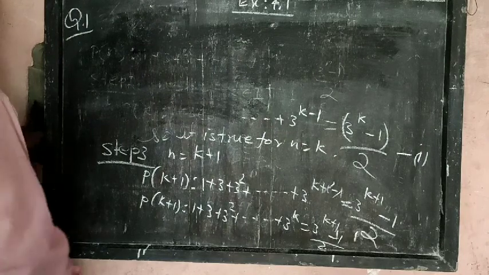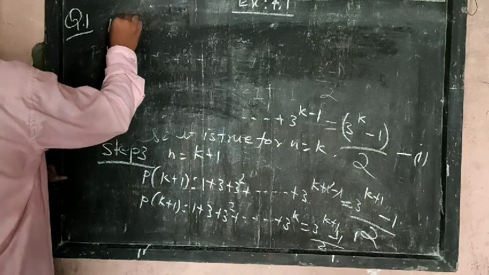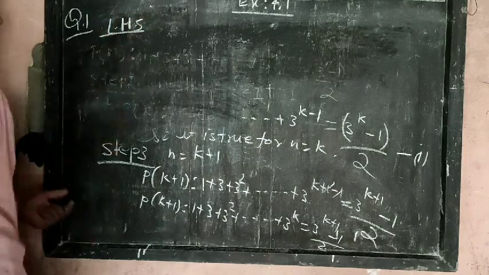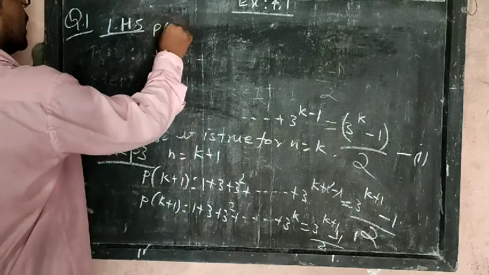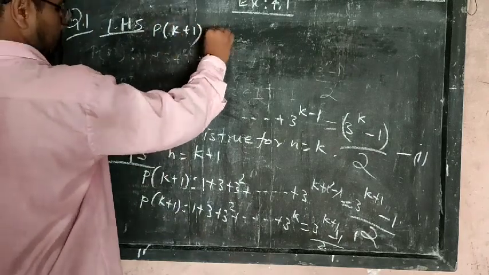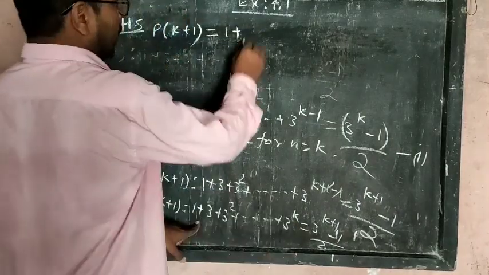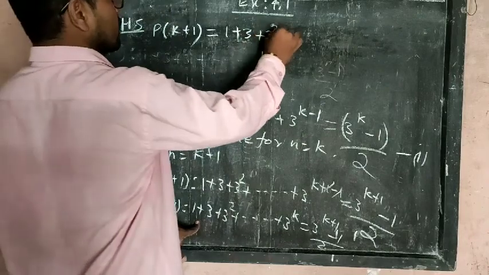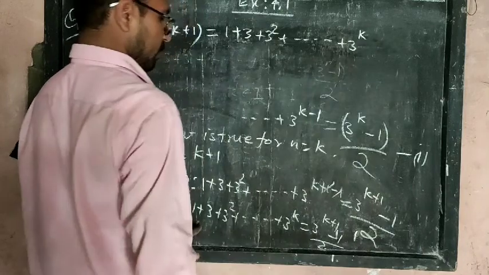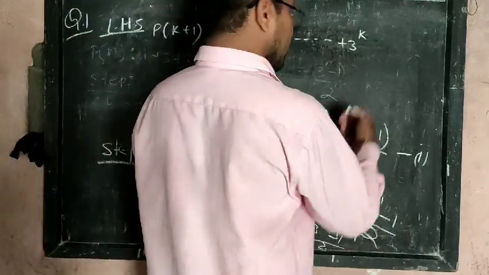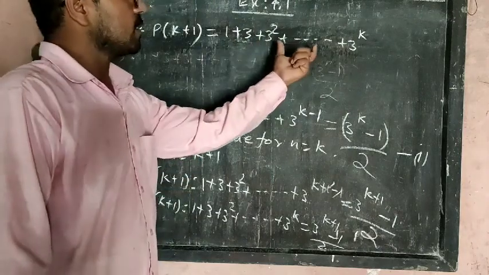So now students, LHS. In step number 3, the LHS part is this much. LHS part 1, that is P(k+1). This much is the LHS, equal to 1 plus 3 square plus up to 3 to the power k. Total we will take the LHS up to here. This much is the LHS, as we have got here.